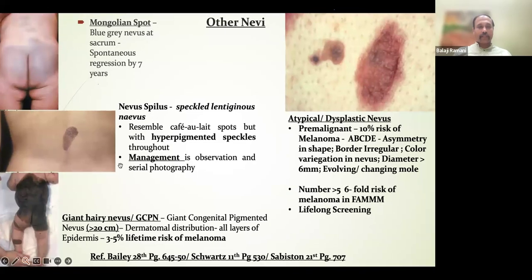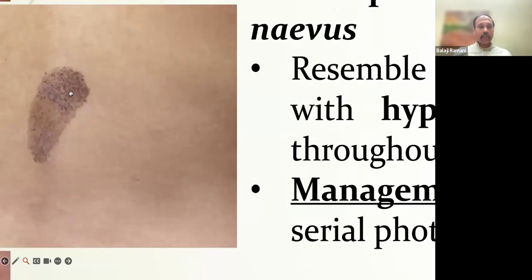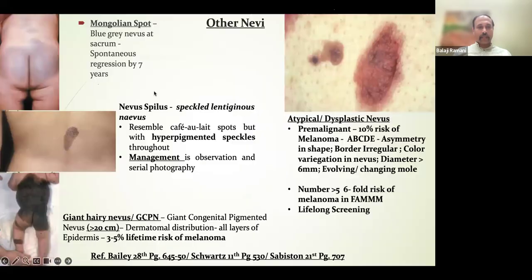And nevus pilus, this is known as the speckled lentiginous nevus. So this again has a classical appearance. You can see the multiple speckling like leopard spots that is going to be present here. So that might again be something that can be kept as an image-based question. So cafe au lait spots, grossly if you look at it, it's a cafe au lait spot, but the speckled hyperpigmented appearance will be there. Management is just to observe and serially photograph the lesion.